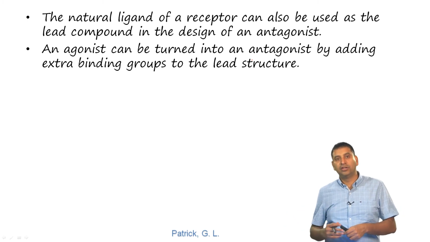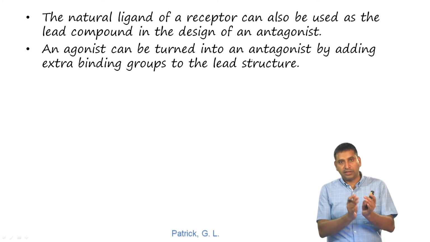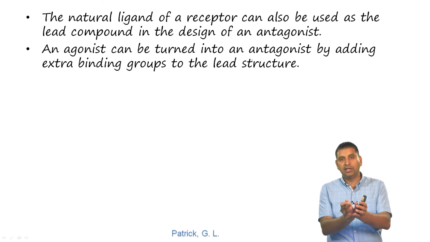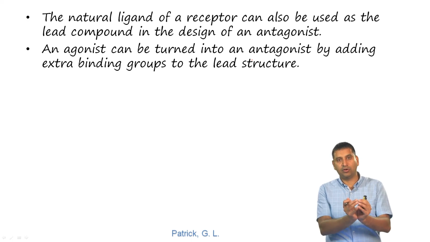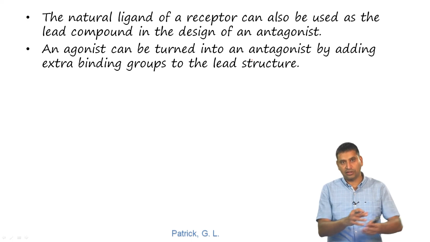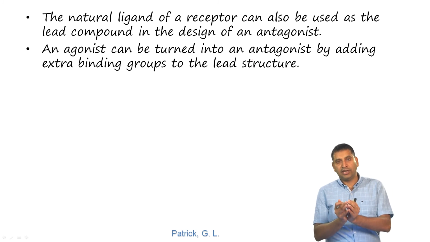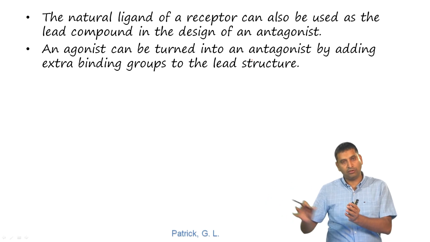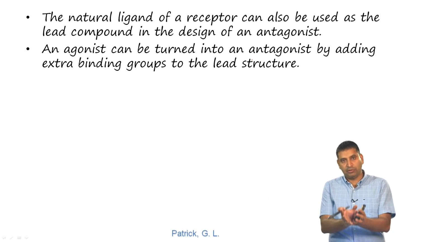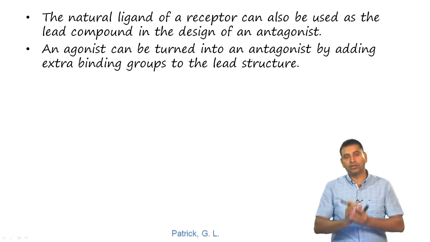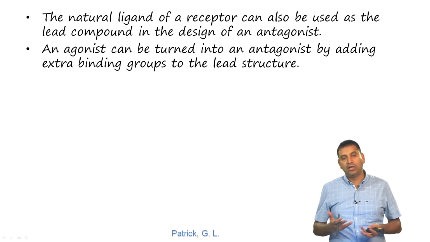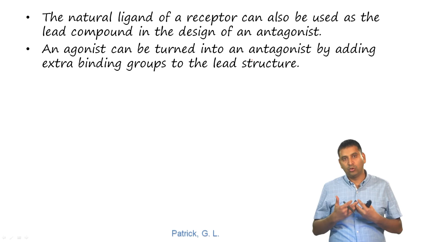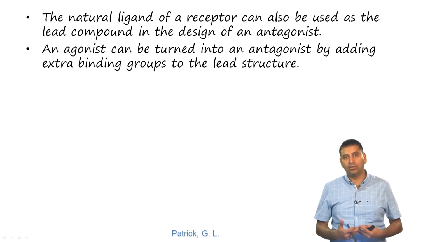The natural ligand of a receptor can also be used as a lead compound in the design of an antagonist. We have already looked at previously that an agonist or an antagonist are going to bind to the same site, but the antagonist does not induce the conformational change which the agonist does. So, if we can design a compound that adds some extra binding groups to the lead structure, so that it binds to the same receptor site but does not allow for that conformational change, then it is possible to use the agonist as the lead molecule and design a new antagonist.